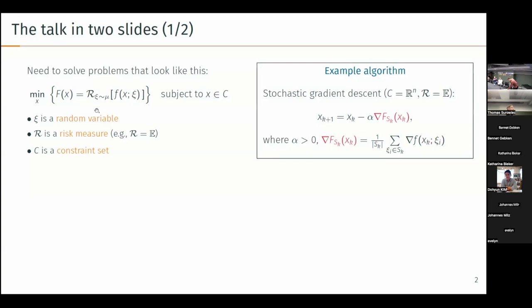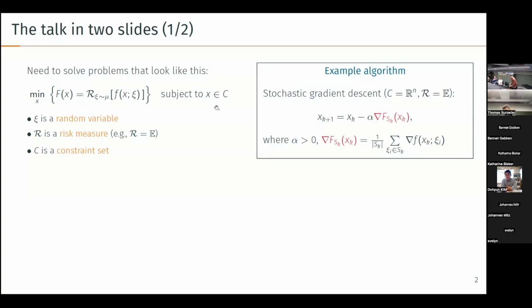So in this talk, most of the problems I'm going to be dealing with look something like this. We have an objective function that's written as a risk measure applied to a random objective function you can sample from. C is a random variable. R, as I said, is a risk measure. If you don't know what a risk measure is yet, you can just think of the expected value operator. And C, where we're actually performing this optimization over, is a constraint set.